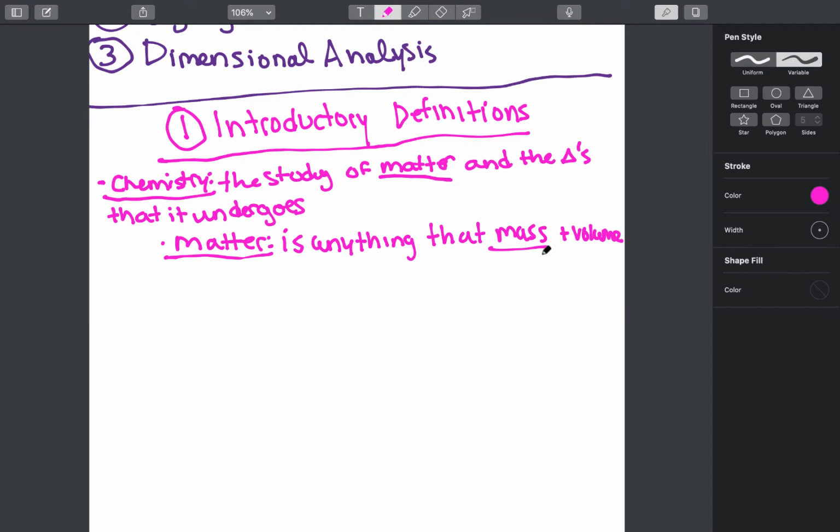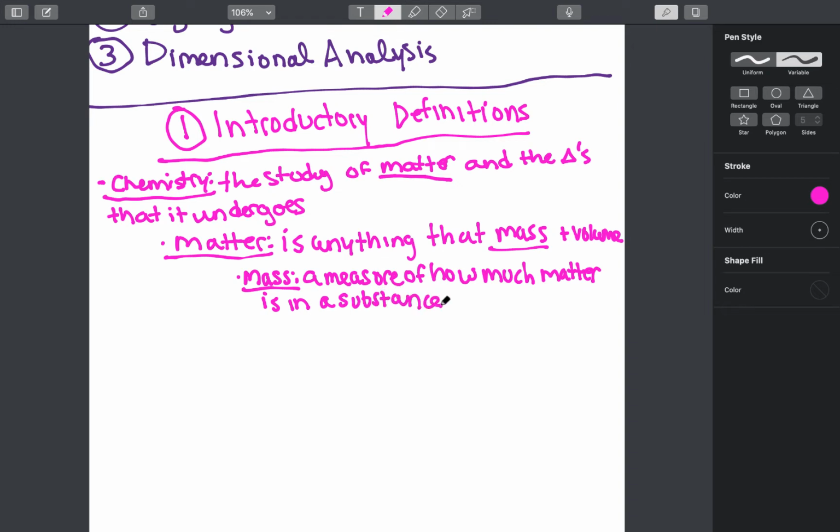So what is mass? Mass is basically just a measure of how much matter is in a substance. So it's simply just a quantity. It's a measurement. Now, the important thing to realize about mass is that mass is constant. In other words, mass doesn't change when you change the environment.